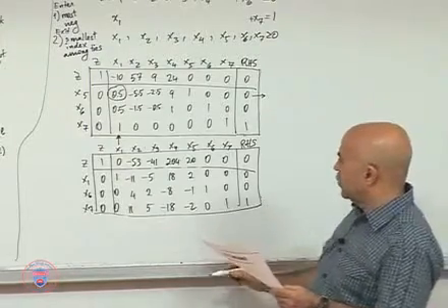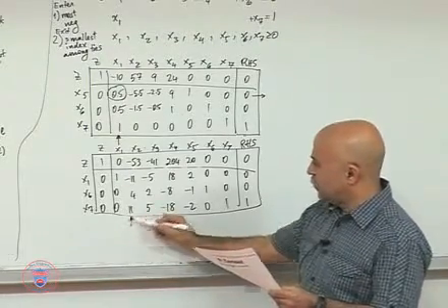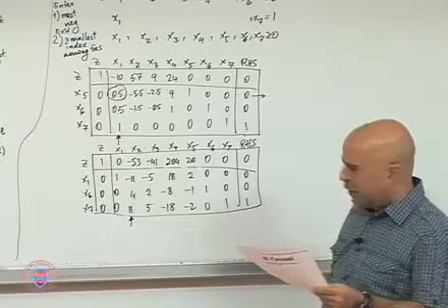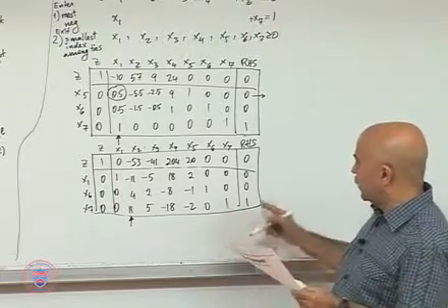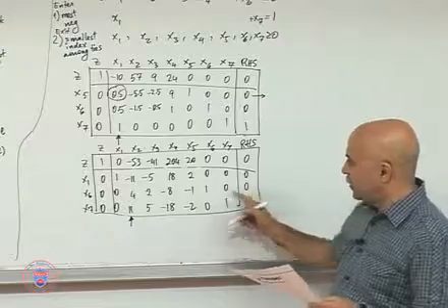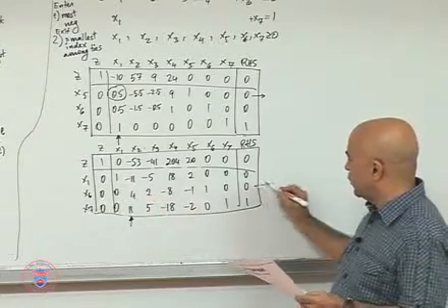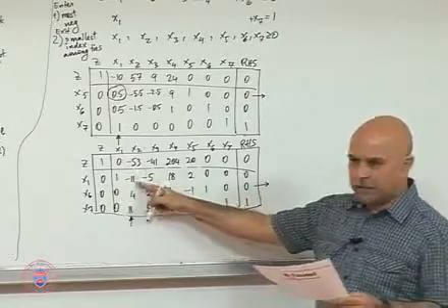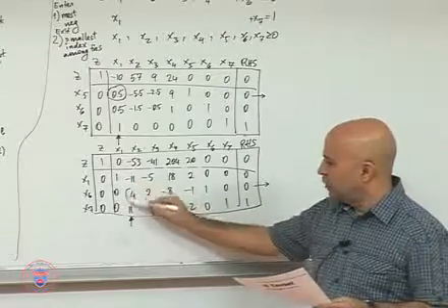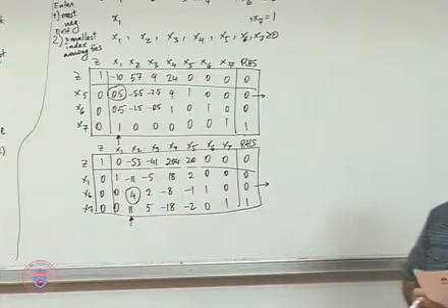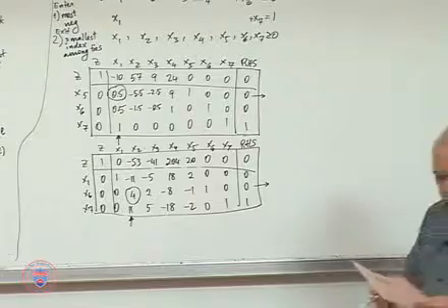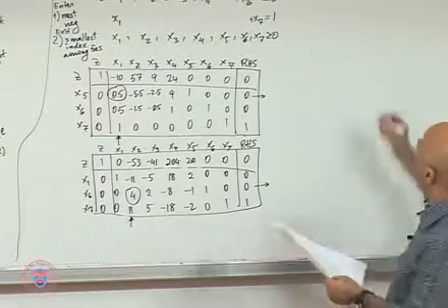And then you choose the most negative. So you choose that one. And then you look at the ratios. In this case, there's only one ratio that qualifies because this is a negative one, okay? So you pivot on that one. And then you get the new solution.